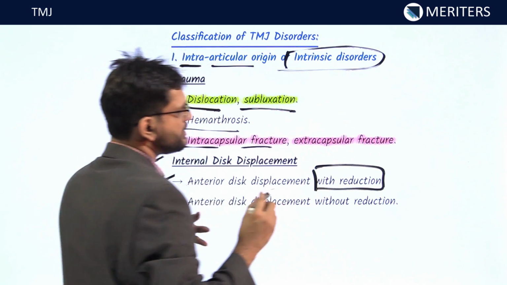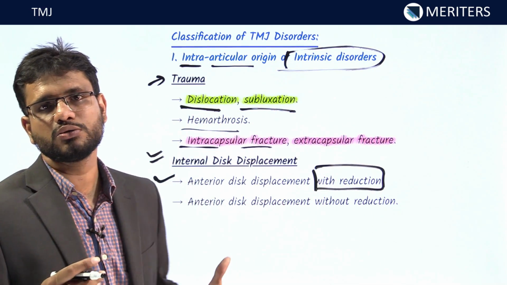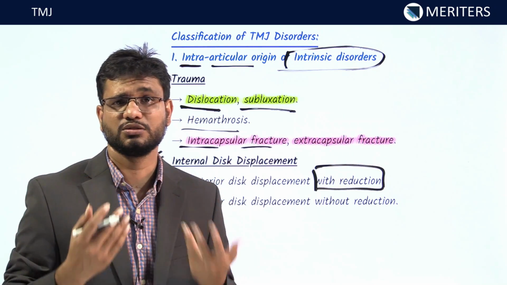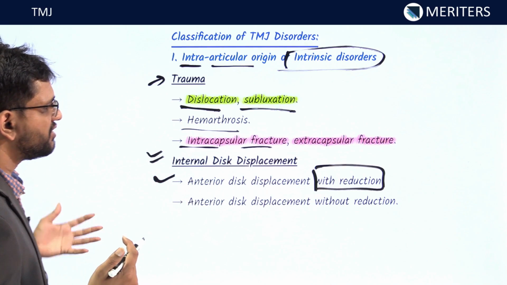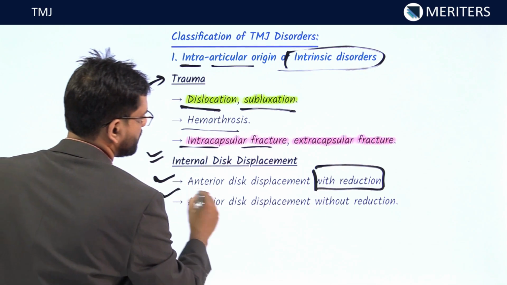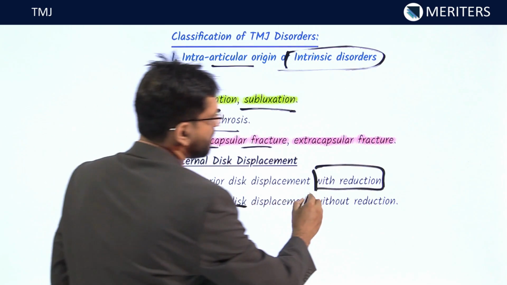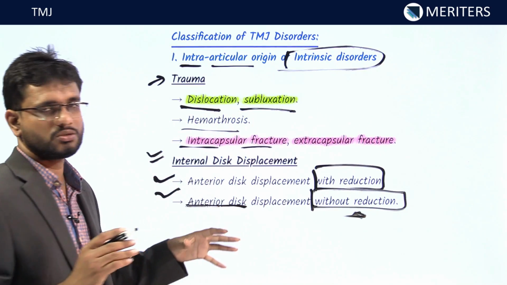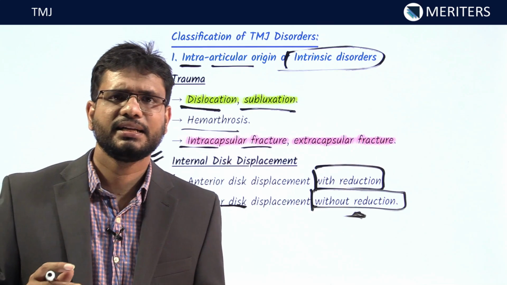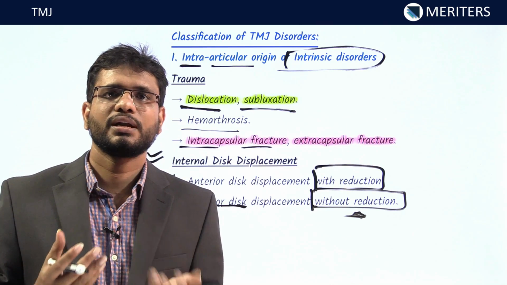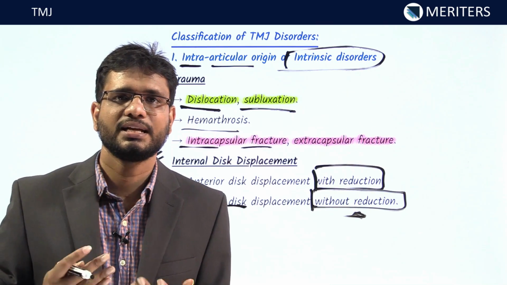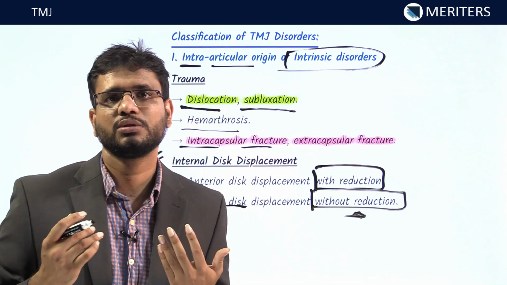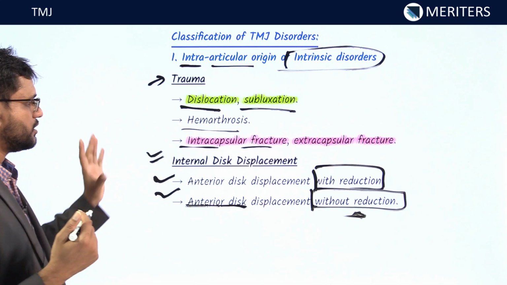When it is self-reducing, it gets back to the position when we retrude the mandible or the condyle is not functioning. That is known as with reduction. And sometimes anterior disc displacement occurs, but it is not reducing. Self-reduction is not there. So if it comes anteriorly, and the condyle is not functioning and is at rest, it is still not reducing with the condyle. It is not getting back to its original position. So this is the basic difference.